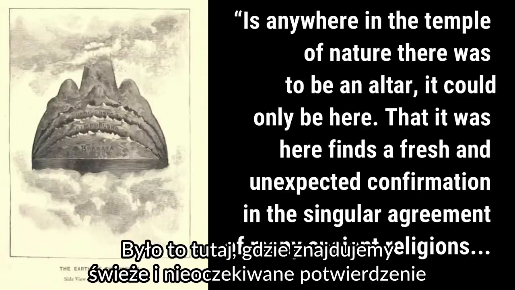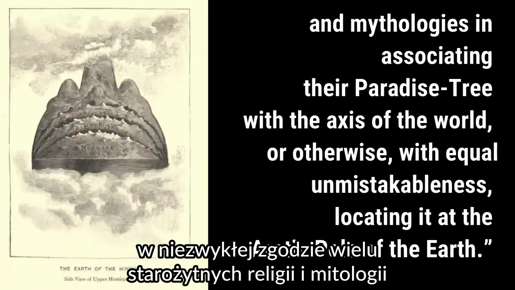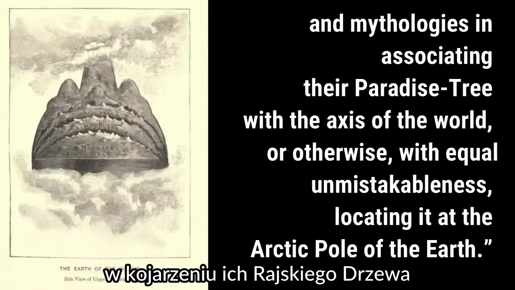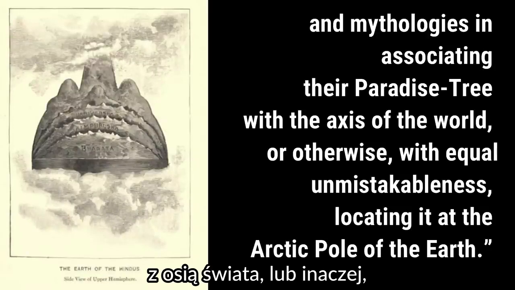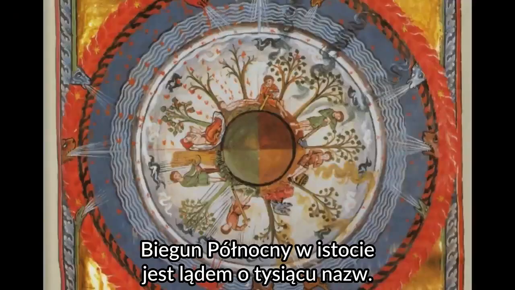That it was here finds a fresh and unexpected confirmation in the singular agreement of many ancient religions and mythologies in associating their paradise tree with the axis of the world, or otherwise with equal unmistakableness, locating it at the Arctic pole of the earth. The North Pole is truly the land of 1,000 names.